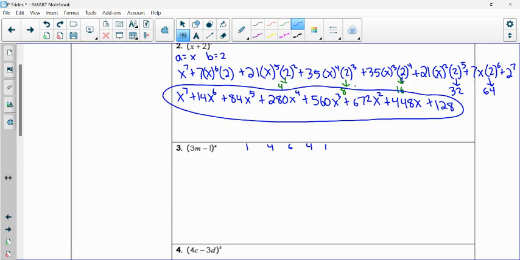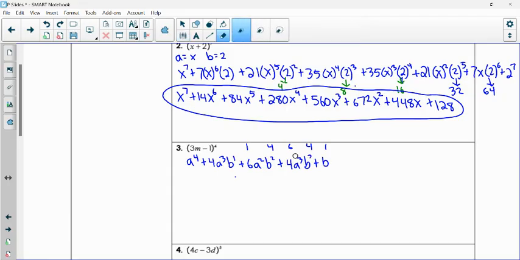And so that would give us a to the fourth plus 4, a to the third, b to the first, plus 6, a to the second, b to the second, plus 4, a to the first, b to the third, and this would be b to the fourth. I messed this one up. Hold on, sorry.